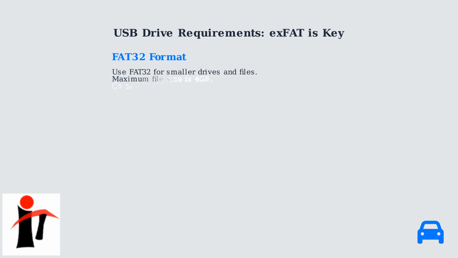FAT32 is suitable for smaller USB drives and video files. It has a maximum file size limit of 4 gigabytes, making it ideal for shorter dashcam recordings. This format is widely compatible with various devices.